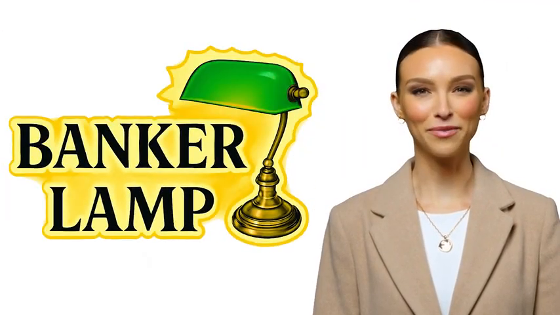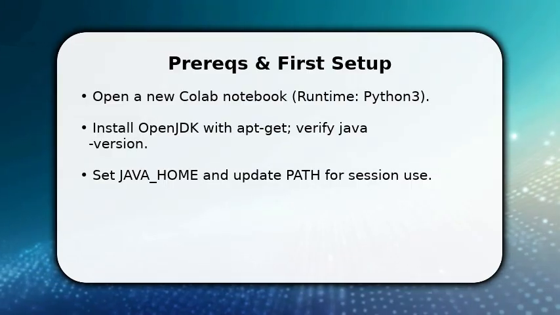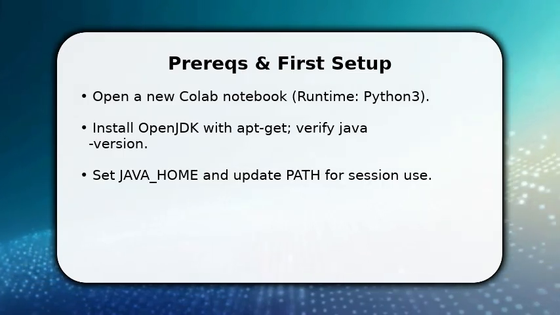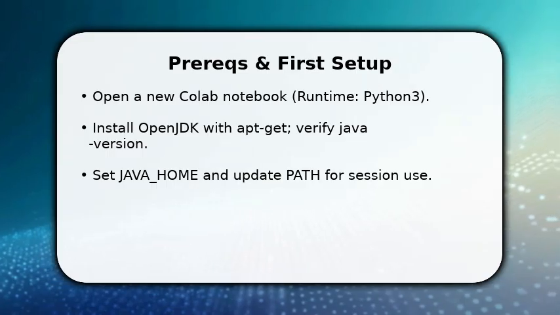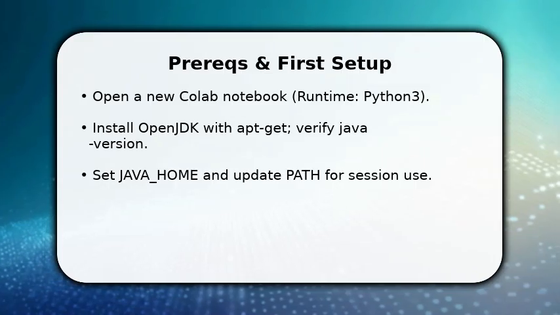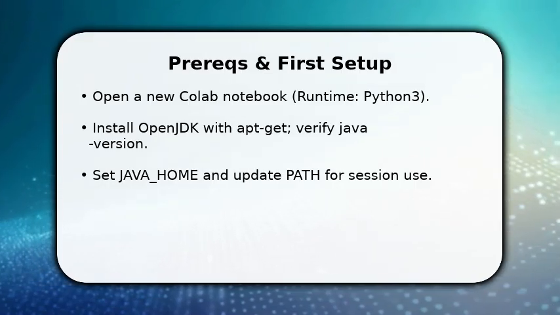Please enjoy the video. You start by preparing the Colab session. Open a new notebook and switch to a Python runtime. Install OpenJDK using apt-get so the JVM is available. This is faster than manual downloads and matches Debian packages.